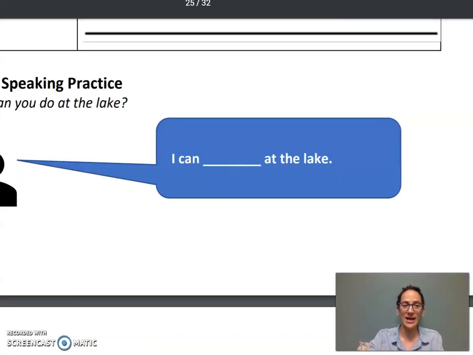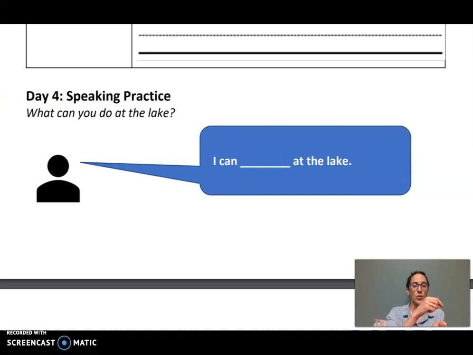Now we can use that to talk about what we can do. So we already wrote, but now we want to talk about it. What can you do at the lake? I'm going to add in my word can. I can swim at the lake. I can fly on a rope swing at the lake. I can see a frog at the lake. I want you to talk about different things you can do, and you can imagine. Call a friend, talk to someone who lives in your house, tell them about the lake.